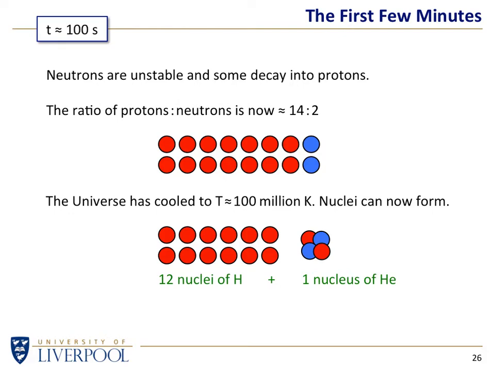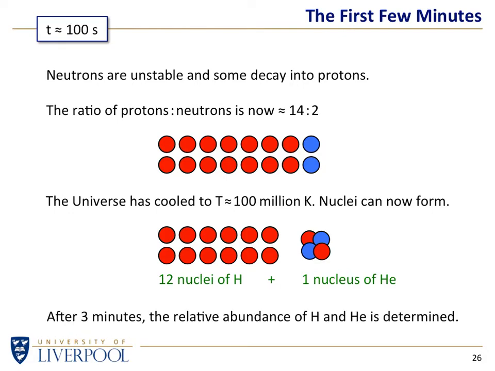These 12 protons don't have a neutron to hook up with, and they ultimately are just the nucleus of a hydrogen atom. A single proton is the nucleus of a hydrogen atom. Eventually, they will find electrons and they will form atoms. But now we have a whole load of nuclei of hydrogen and a nucleus of helium. And that's it. The universe is now done, pretty much.